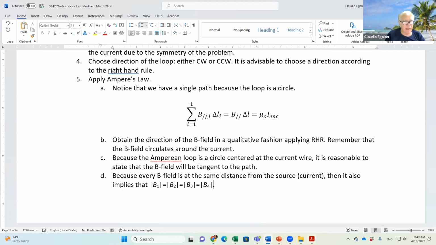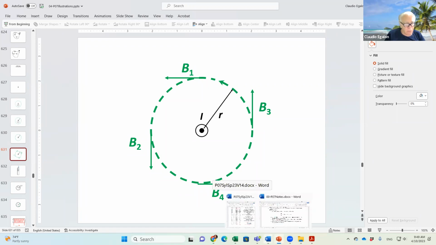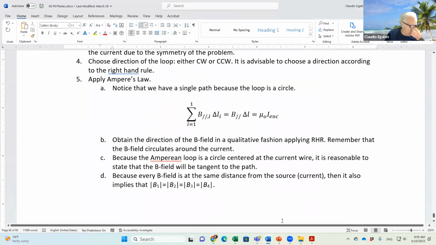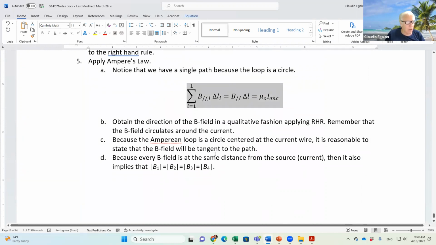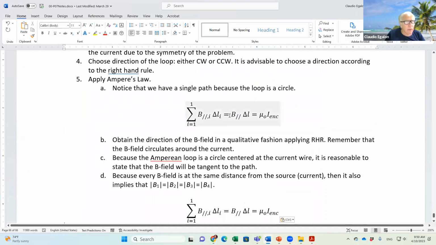Having said that, no matter where you are in the circle, you're going to have the same value here, the same value here, the same value here. Okay. So the same numerical value, the same scalar value, although the vector is different. Okay, so we go ahead and apply. We have this one here.